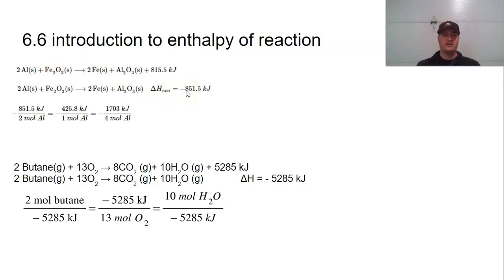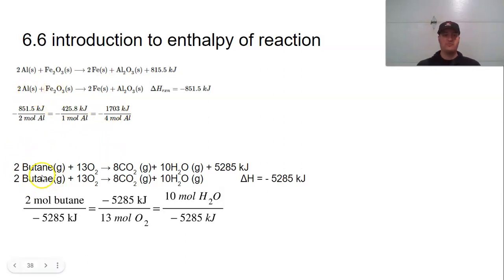One of the things I wanted to show you here, though, is that the amount of energy is related to the amount of moles from our chemical equation. So for every 1 mole of aluminum, it would be half as much. 4 moles would be 4 times as much, or I should say twice what we had there.